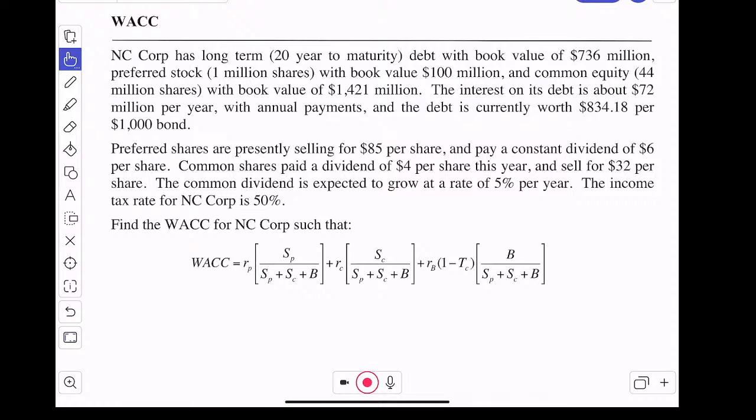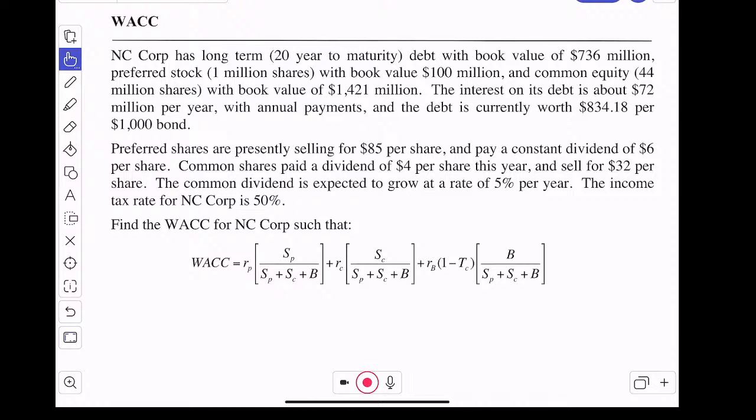NC Core has long-term debt, so 20-year to maturity, with a book value of $736 million, preferred stock of 1 million shares with book value of 100 million, and common equity 44 million shares with book value of 1,421 million, in other words, $1.4 billion. The interest on its debt is about $72 million per year with annual payments, and the debt is currently worth $834.18 per $1,000 bond.